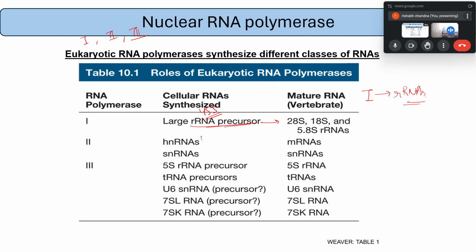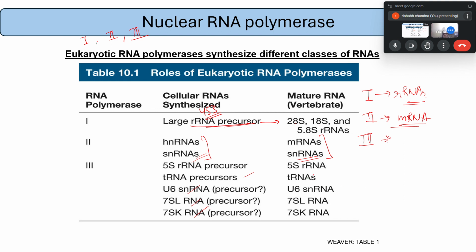The RNA polymerase 2 basically forms the mRNA. Okay, the precursor for the mRNA is hnRNA, that is the precursor form of mRNA, where it contains the introns. Now the spliced version is called the mature mRNA, and the snRNA is small nuclear RNAs. So these form the mRNA and snRNA. Now we have the third RNA polymerase that basically forms the tRNA precursor, U6 snRNA, 7SL RNA precursor, and 7SK RNA precursor.